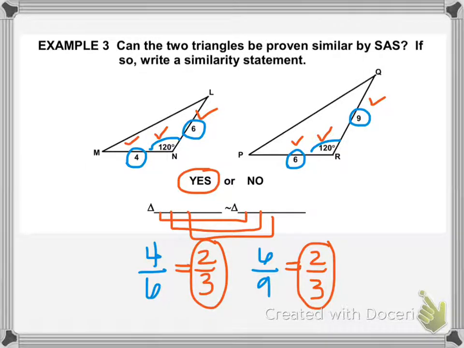So name one triangle first. I'm going to start with the one on the left. I'm just going to call it MNL. And then when I make my triangle name on the right, I just need to match up those corresponding vertices. So the M is going to go with the P, the N is going to go with the R, and the L is going to go with the Q. So there's that.